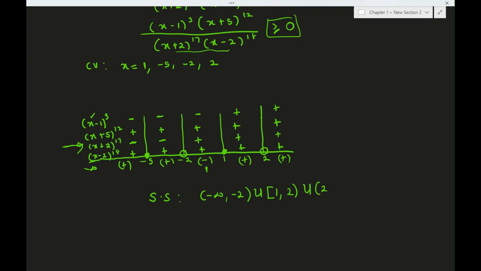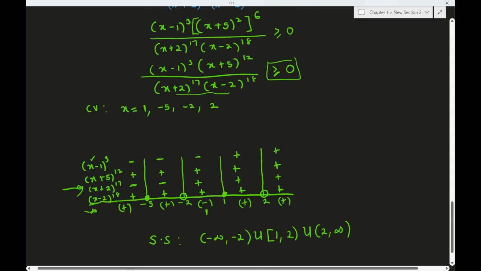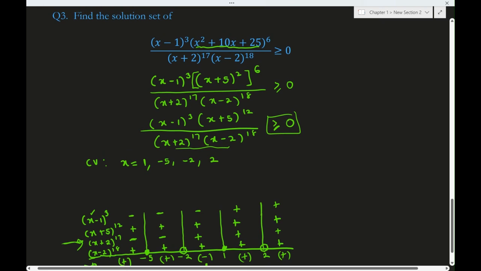Then we have to take from 2 to where? To infinity. Now, we cannot take from 1 to infinity because it is open at 2. If you take from 1 to infinity here, it means you are also taking 2, but we know it cannot be 2 because 2 is open. Is that okay? So this is the solution set for this particular problem.